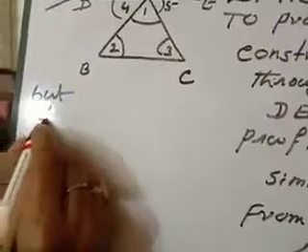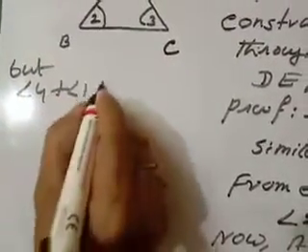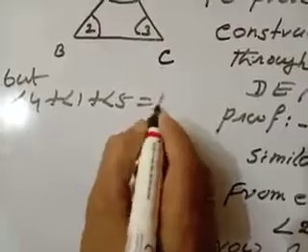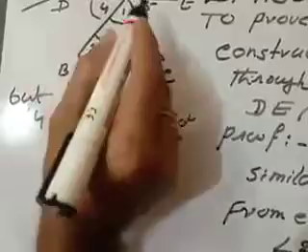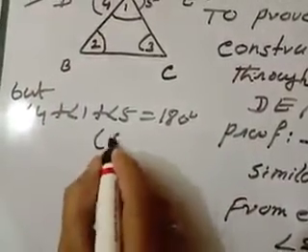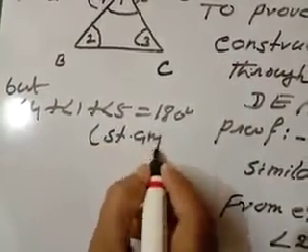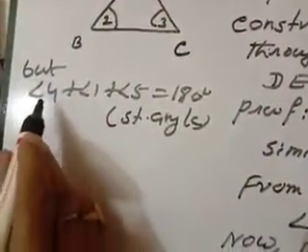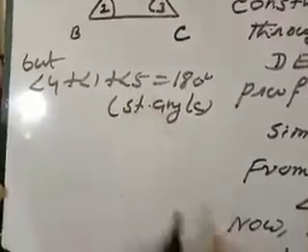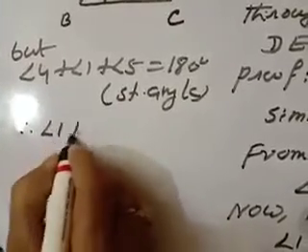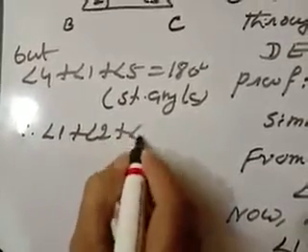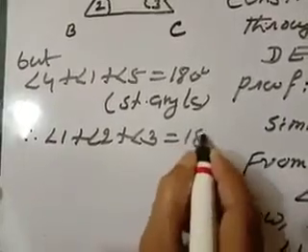But angle 4 plus angle 1 plus angle 5 is equal to 180 degrees. 4 plus 1 plus 5, 180 degrees. Why is it 180 degrees? Because it is a straight angle. The sum of all the angles on the same straight line. And since angle 4 plus 1 plus 5 is equal to 1 plus 2 plus 3, therefore angle 1 plus angle 2 plus angle 3 is equal to 180 degrees.